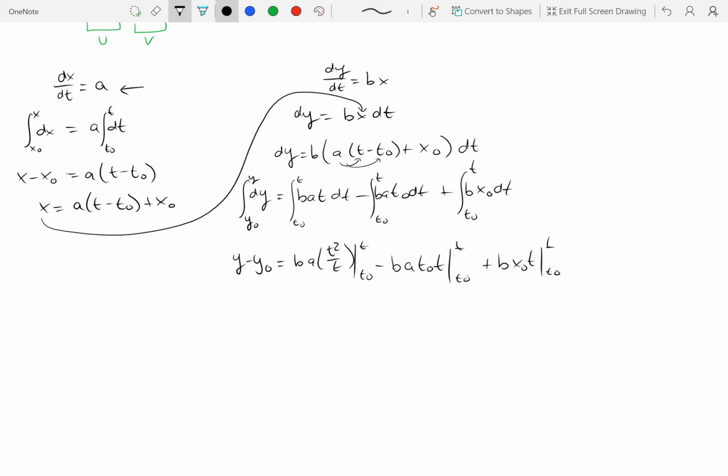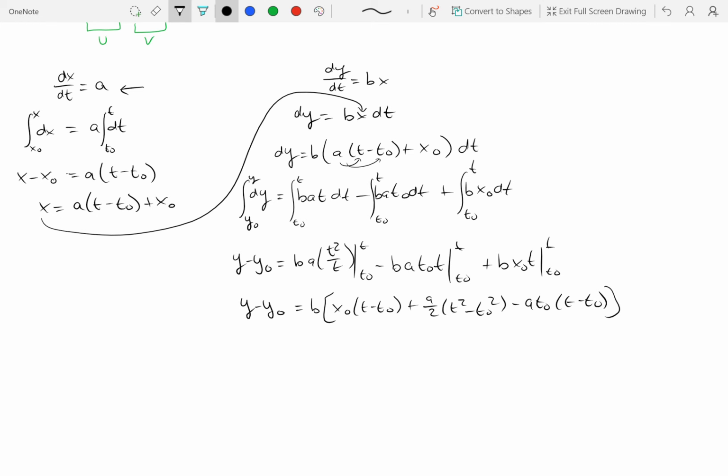So once you get this equation, you simplify it a little bit, you get y minus y naught is equal to b times [x naught (t minus t naught) plus a over 2 (t squared minus t naught squared) minus a t naught (t minus t naught)]. Alright?